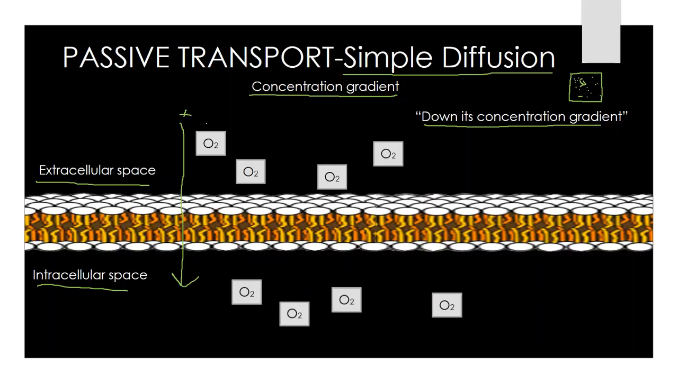In other words, until we have an equal amount of oxygen on the outside of the cell and an equal amount of oxygen on the inside of the cell. Okay? Now, something to point out is that oxygen is going to continue to move here, but it's going to be moving at a steady rate back and forth, and that's going to help maintain that equilibrium.